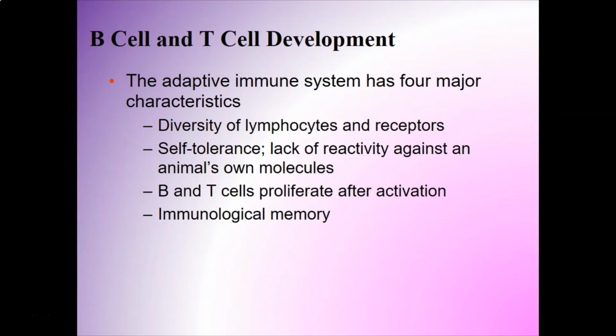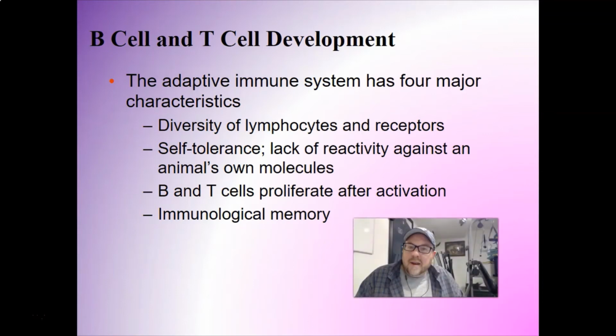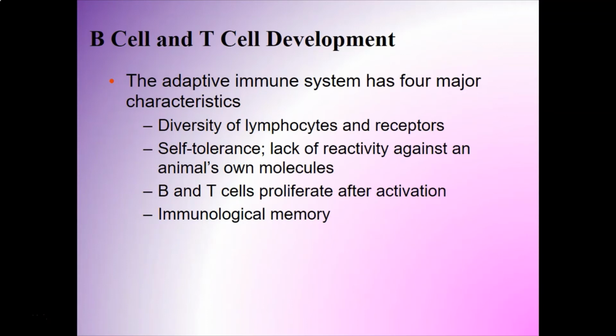B and T cells proliferate after activation, so there has to be a way for these lymphocytes to make clones of themselves, basically. And then, of course, you have an immunological memory. So once you fight a bad guy, hopefully you have enough memory cells around that if that bad guy shows up again, sometimes it's long and sometimes it could be decades long, right? You could have lifetime immunity against certain things. So immunological memory is very, very important. All right, let's dive into these a bit more.